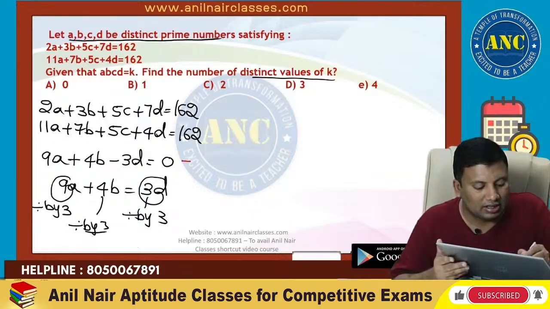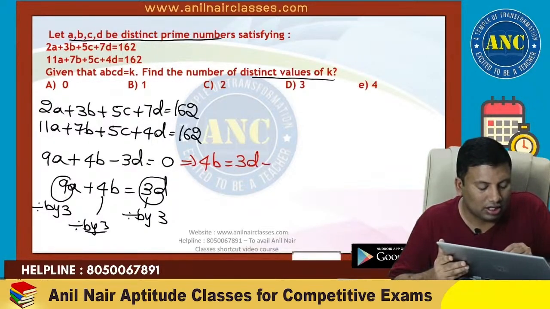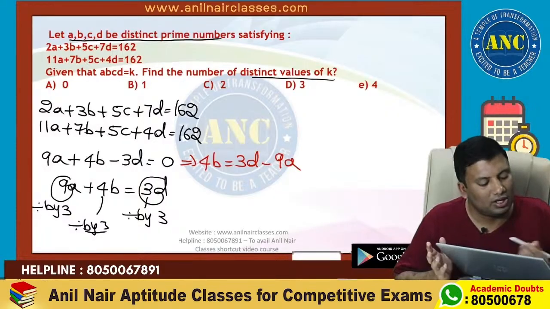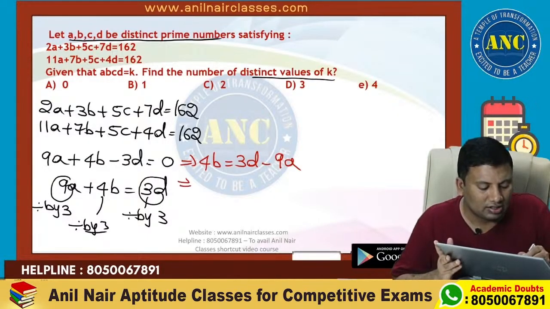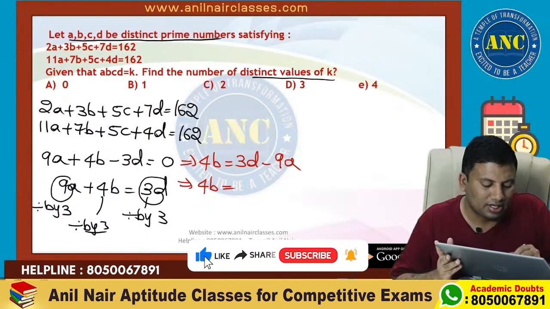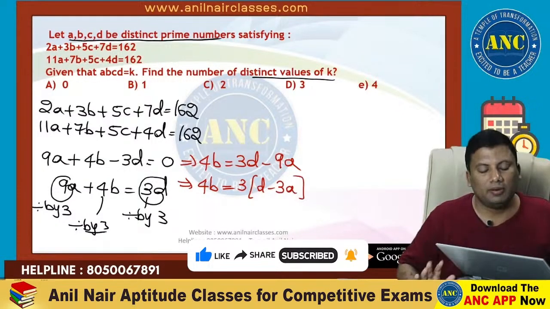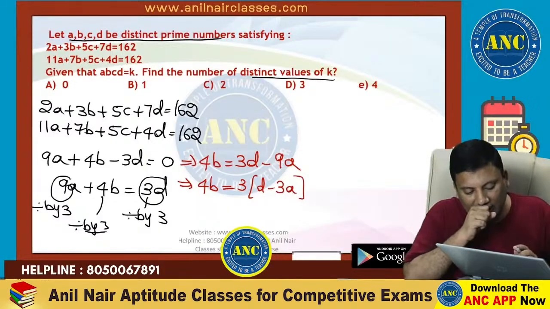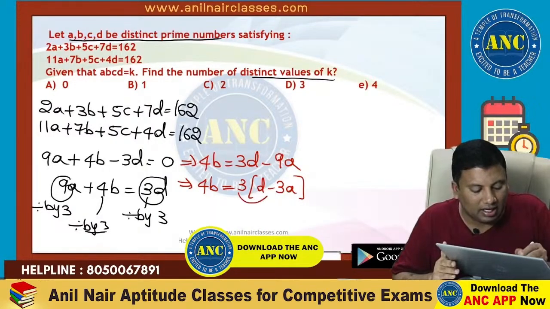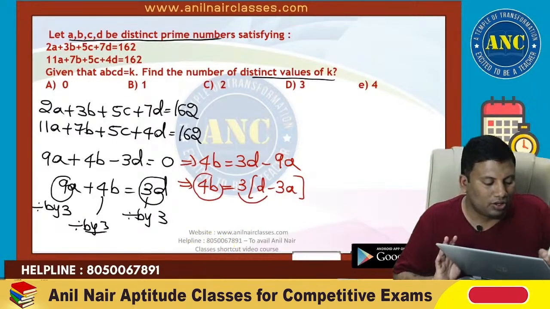Suppose, see here, this is nothing but 4B equivalent to 3D minus 9A. That also will give you the answer, just reducing the number of steps. 4B equivalent to 3 into (D minus 3A). Now if you see here, this entire number is divisible by 3. B should be divisible by 3.